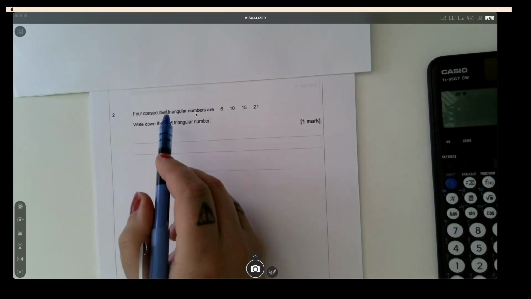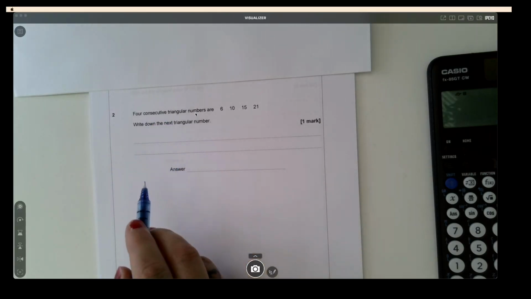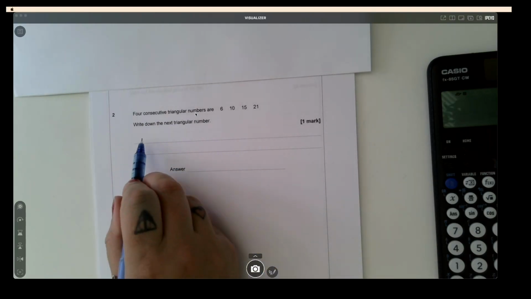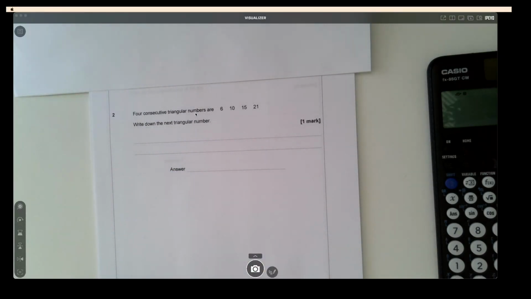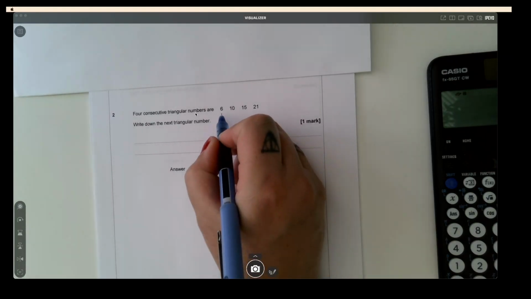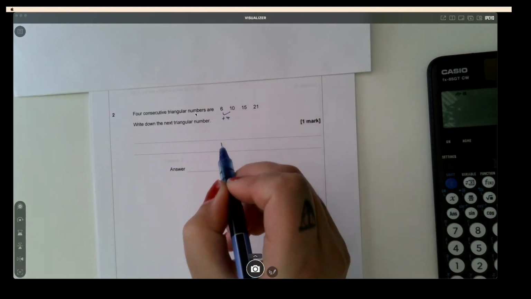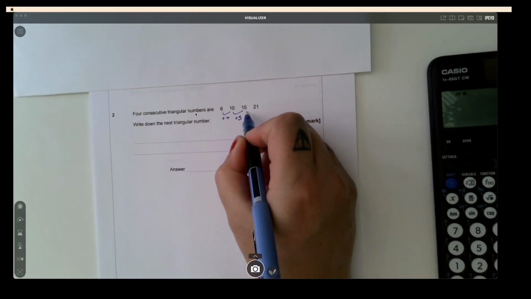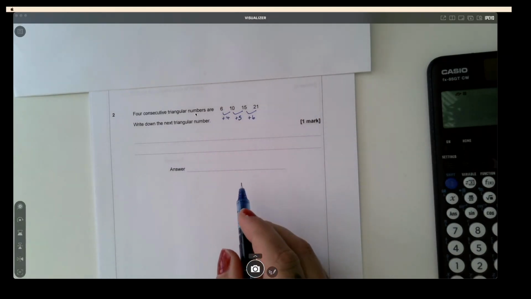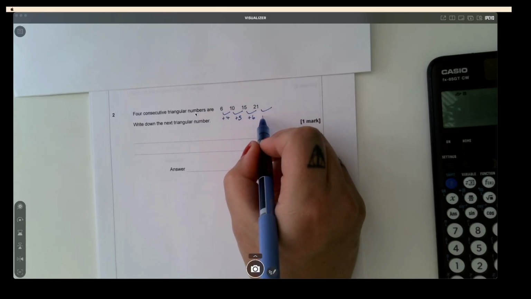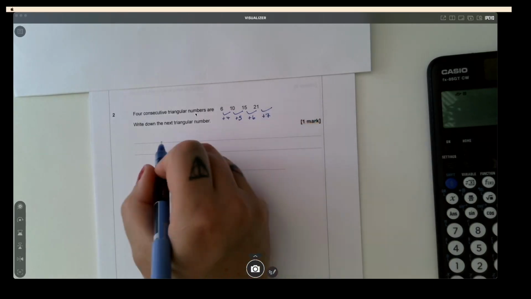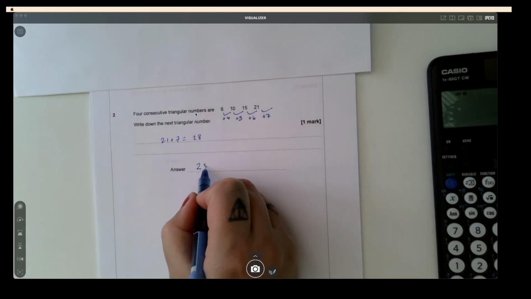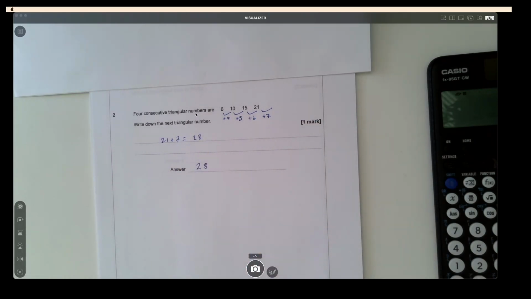Question 2. 4 consecutive triangular numbers are 6, 10, 15 and 21. Write down the next triangular number. So let's treat this like a normal sequence. From 6 to 10 we add 4, 10 to 15 we add 5, 15 to 21 we add 6. So it stands to reason that the next number we would add is 7. 21 plus 7 is 28. So 28 is the next triangular number.